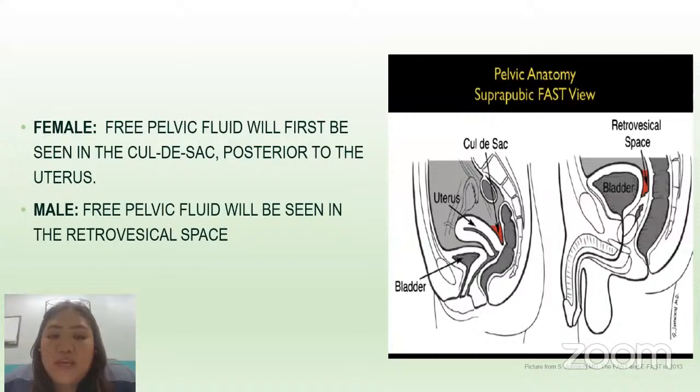For female patients, free pelvic fluid will first be seen in the cul-de-sac posterior to the uterus. Larger amounts of fluid will collect behind the bladder, both anteriorly and posteriorly to the uterus, while for male patients, free pelvic fluid will be seen in the retrovesical space.